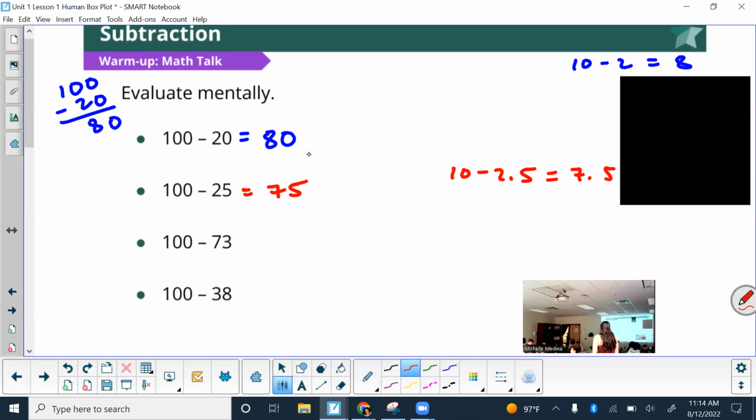I heard people talking to each other, yes? Good. So if you didn't hear that, she said, since 100 minus 20 is 80, and 25 is just 5 more than 20, then we subtract 5 additional more. Anyone have the same thought? Anyone want to say it a different way?